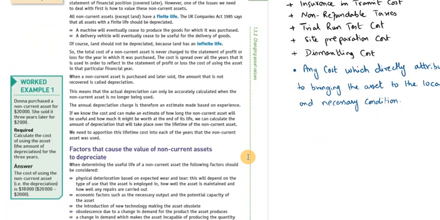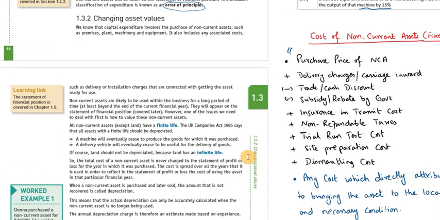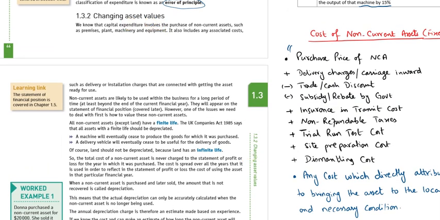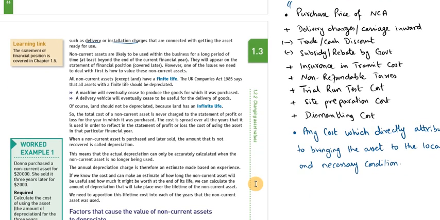So this is actually the cost of non-current assets. As I told you, any associated costs such as delivery and installation charges connected with getting the asset ready for use will all be part of the cost of asset. Okay. So all non-current assets except land have a finite life. According to the UK Companies Act 1985, all assets with a finite life should be depreciated.